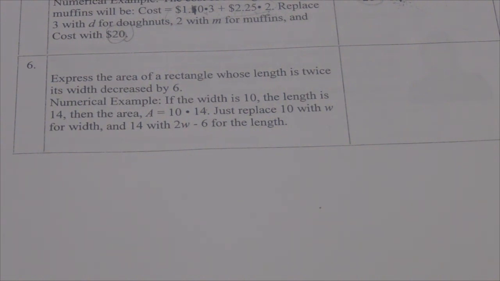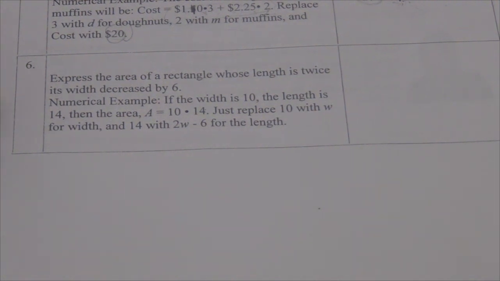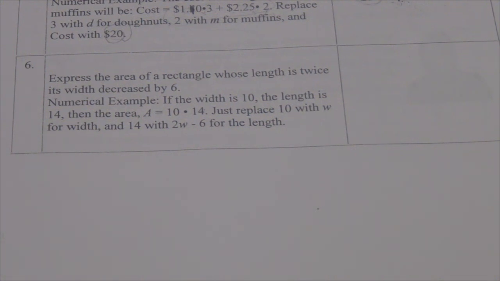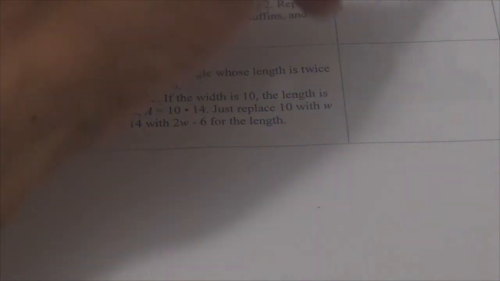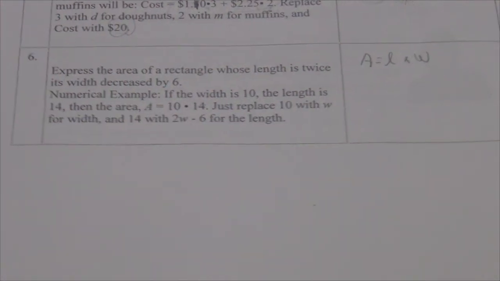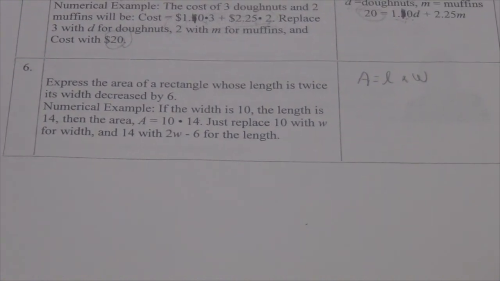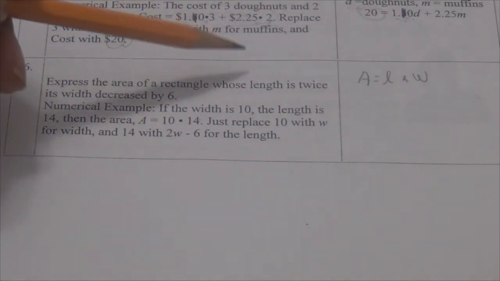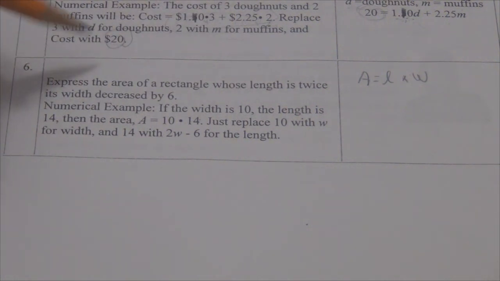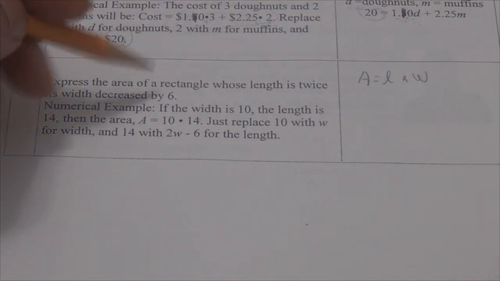Okay, so the next question is the following. It says, express the area of a rectangle whose length is twice its width decreased by 6. I have no idea what that means. What do I know? The area of a rectangle is length times width, correct? L times W. Okay. Now, it says the length is twice its width decreased by 6.